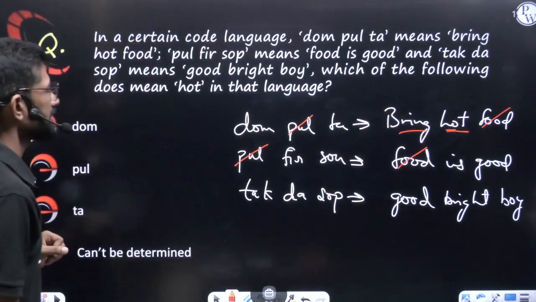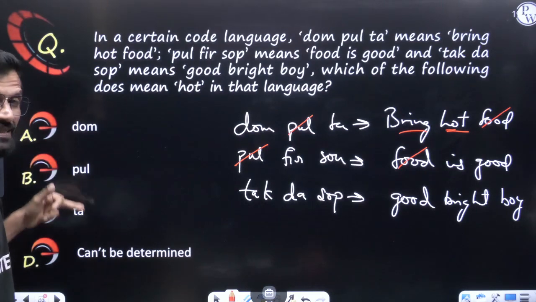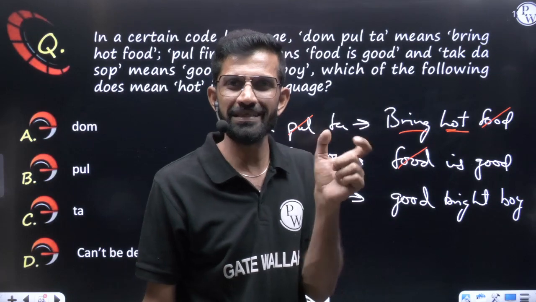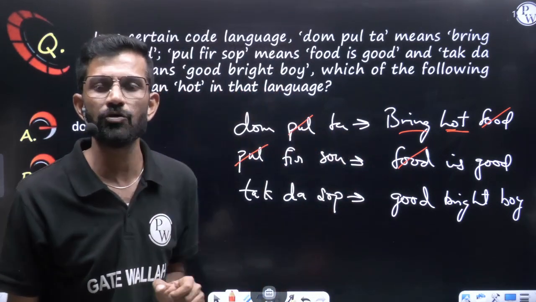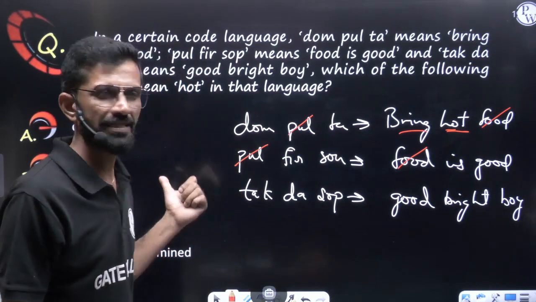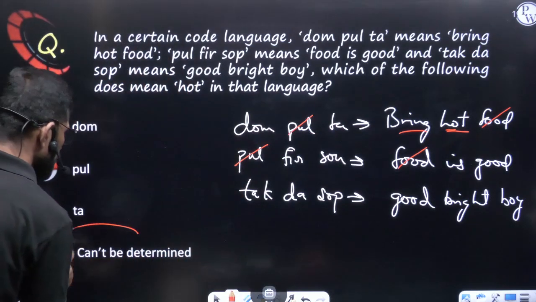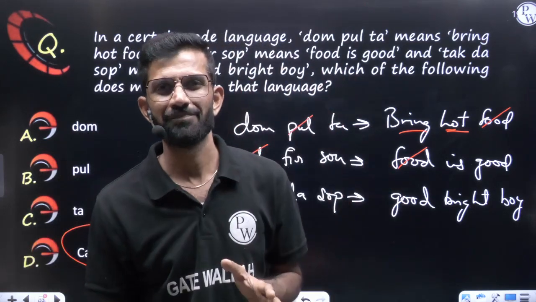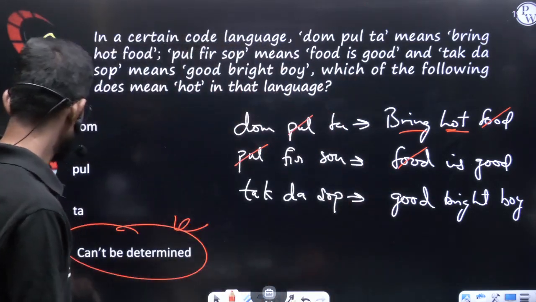So here they are asking you "dom" or "ta", it can be anything. So if in some option they have given "dom" or "ta", as the code for hot, then that option we can select. But based on these options, we have to go for "can't be determined" directly. It can be "dom", it can be "ta". Is it clear? Moving to the next.